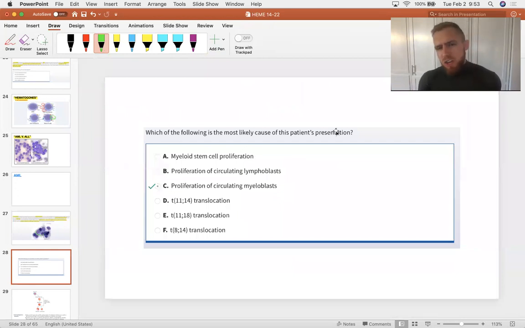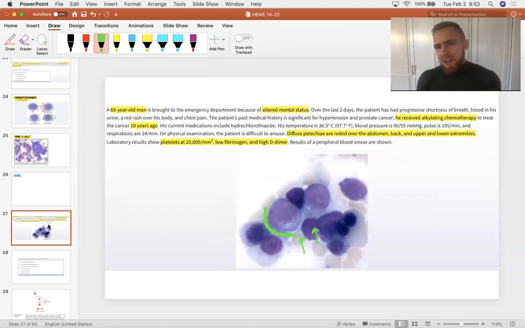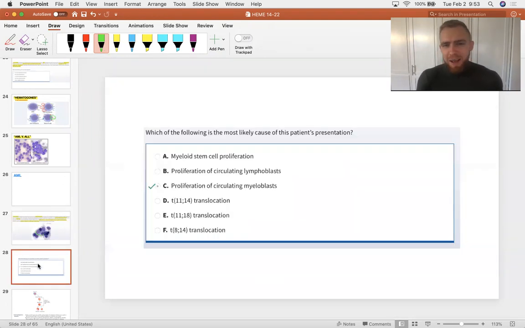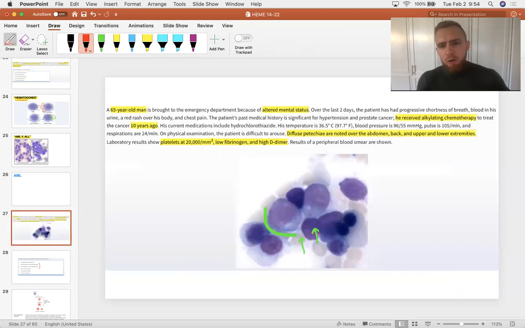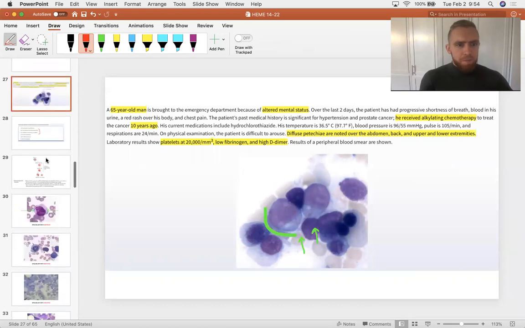So then they say, what's the cause of the patient's presentation? Which, I mean, that's an easy question. They just showed you the cause of the patient's presentation. There's myeloblasts in the blood. But really the question comes down to lymphoblasts versus myeloblasts. And so knowing that the Auer rods are particular to myeloid leukemia is very, very high yield.